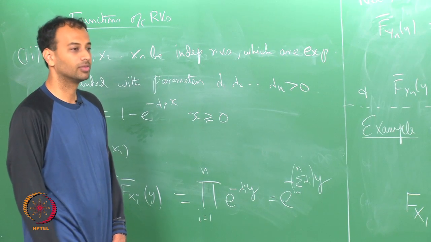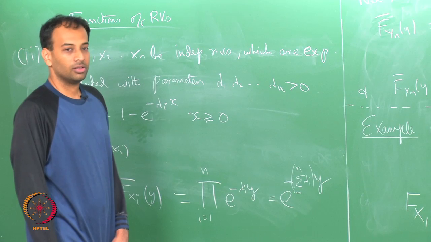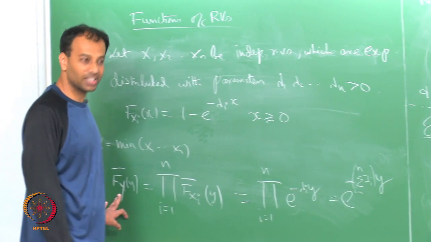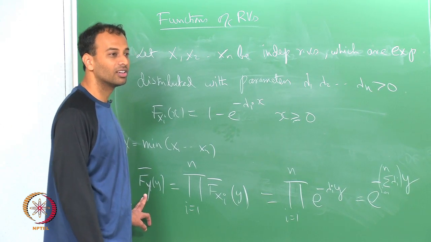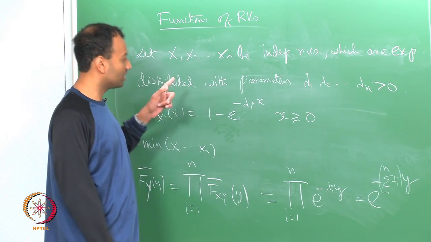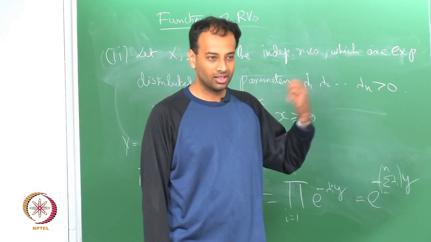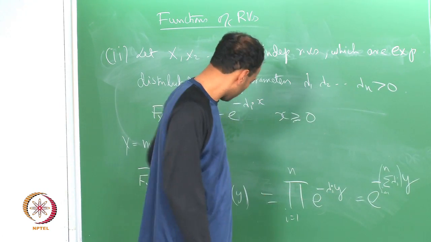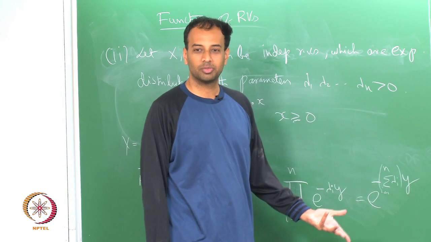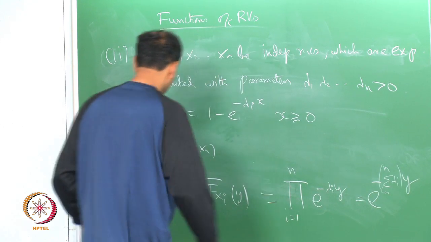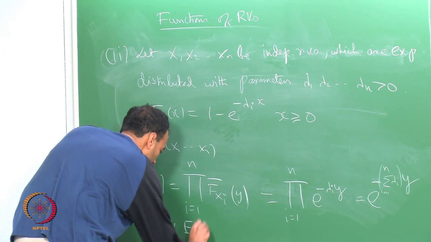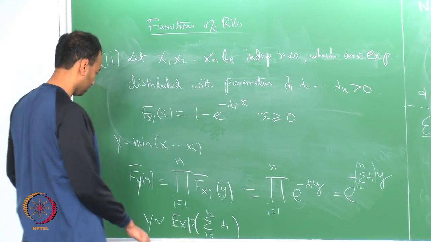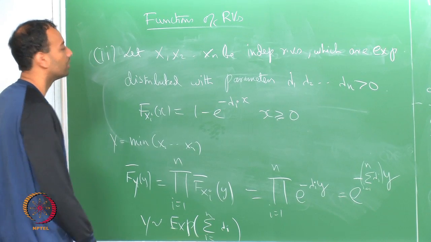Now, what does this mean? It means that Y is also an exponential, right. Y is an exponential with parameter the sum of the lambda_i's. So, if you take n independent exponentials with parameters lambda 1, lambda 2, lambda n, then the minimum is also distributed as an exponential with parameter the sum of the lambdas, right. So, Y is exponential with parameter the sum over i of lambda_i. Okay.